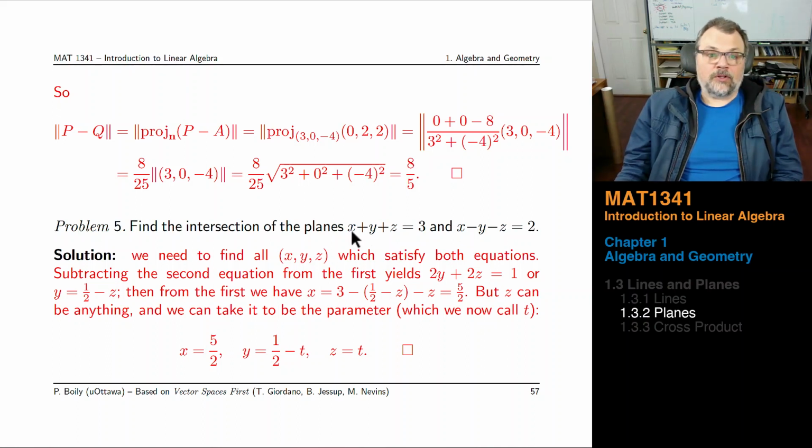So what does that mean? Well, x minus x is 0, y minus minus y, that's 2y, z minus minus z, that's 2z, and 3 minus 2 is 1.